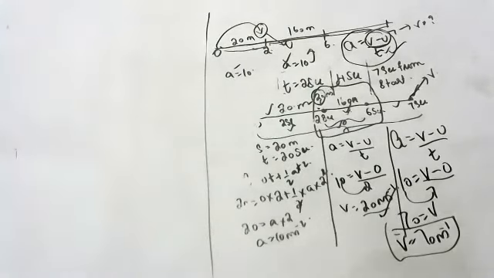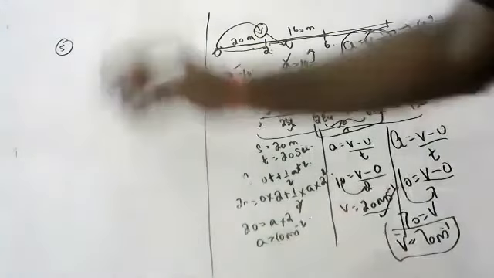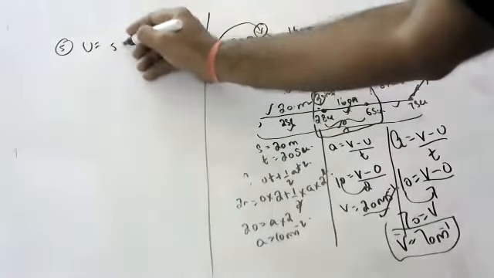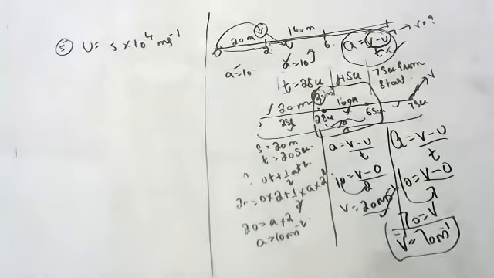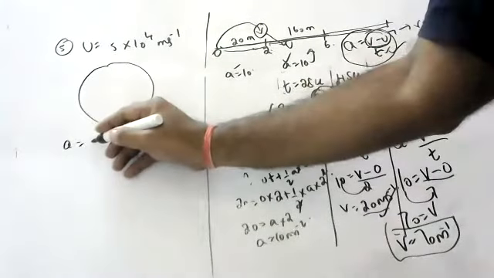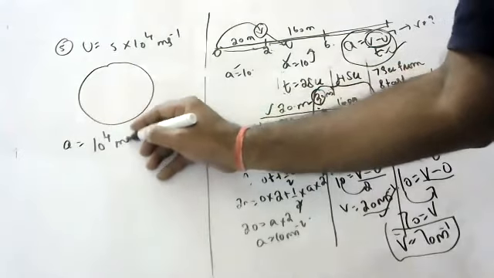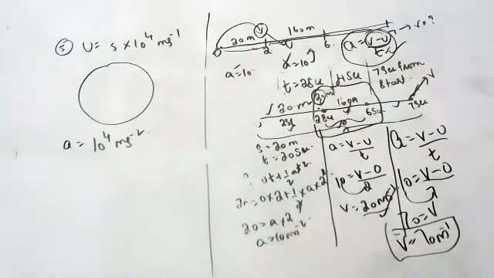Next question, children. Fifth question. An electron is moving with a velocity of 5 into 10 to the power of 4 meters per second, enters into a uniform electric field, and acquires a uniform acceleration of 10 to the power of 4 meters per second square in the direction of initial motion. Calculate the time in which the electron would acquire a velocity double of its initial velocity.